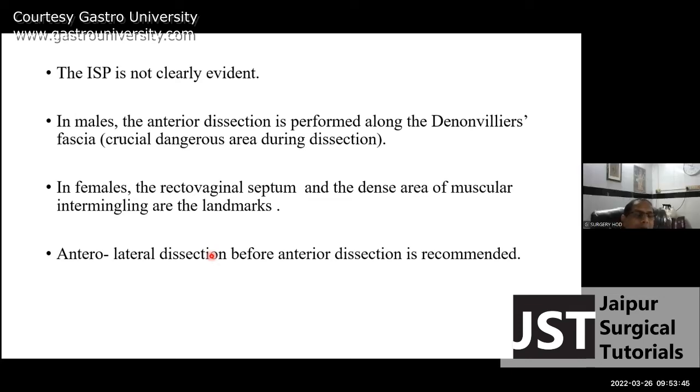So this is a very important point, especially for exam going students, that MRI is a must prior to taking up the patient, especially when you are going to do a low anterior or ultra low anterior resection. MRI is must to be done.